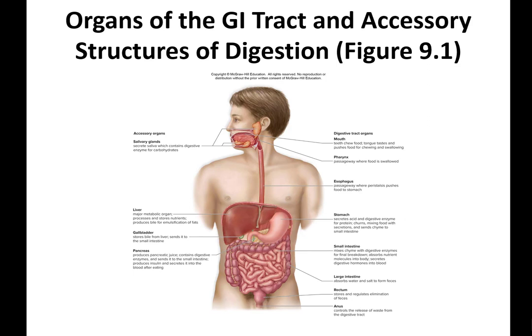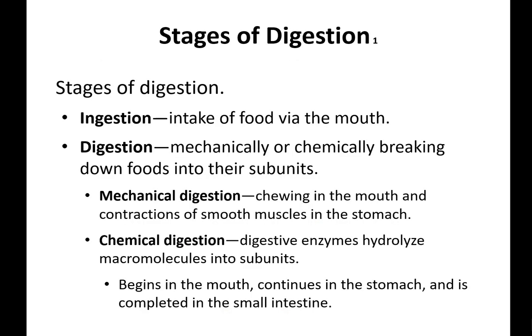Here's a picture showing you the different structures of the digestive system. The salivary glands, liver, gallbladder, pancreas, these are the accessory organs. And then we have the digestive tract organs, the mouth, pharynx, esophagus, stomach, small intestine, large intestine, rectum, and anus.